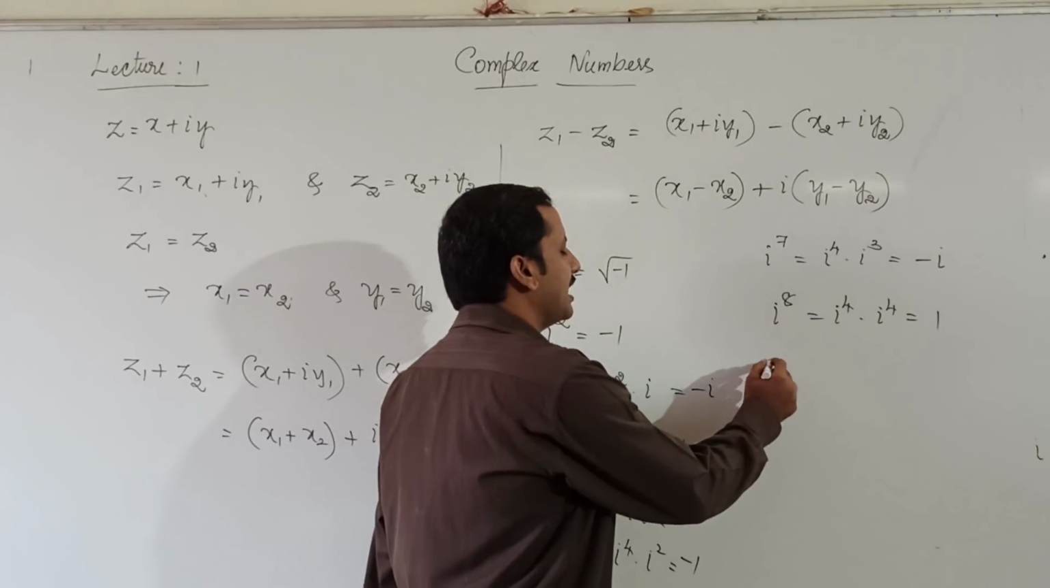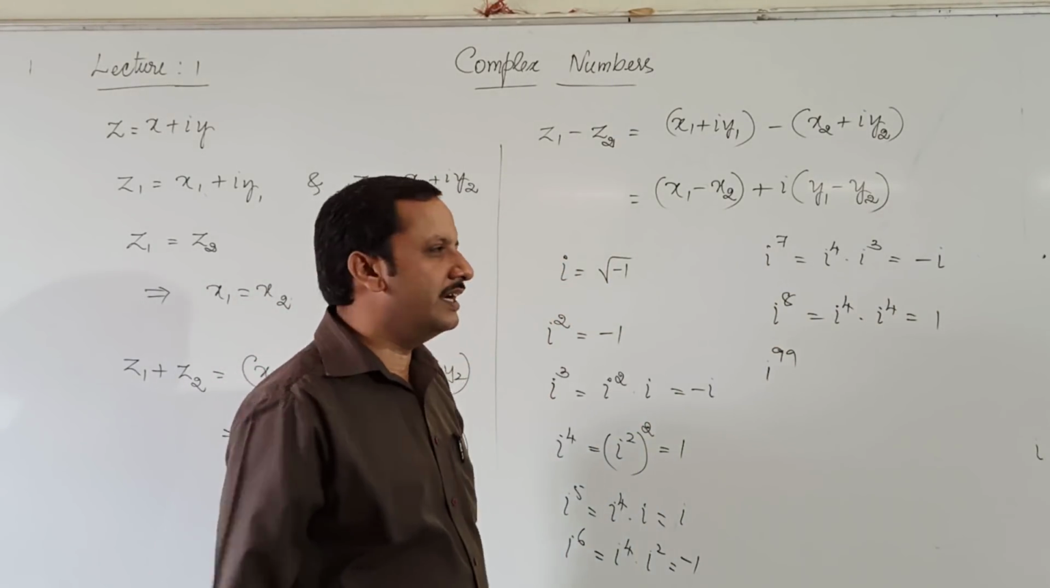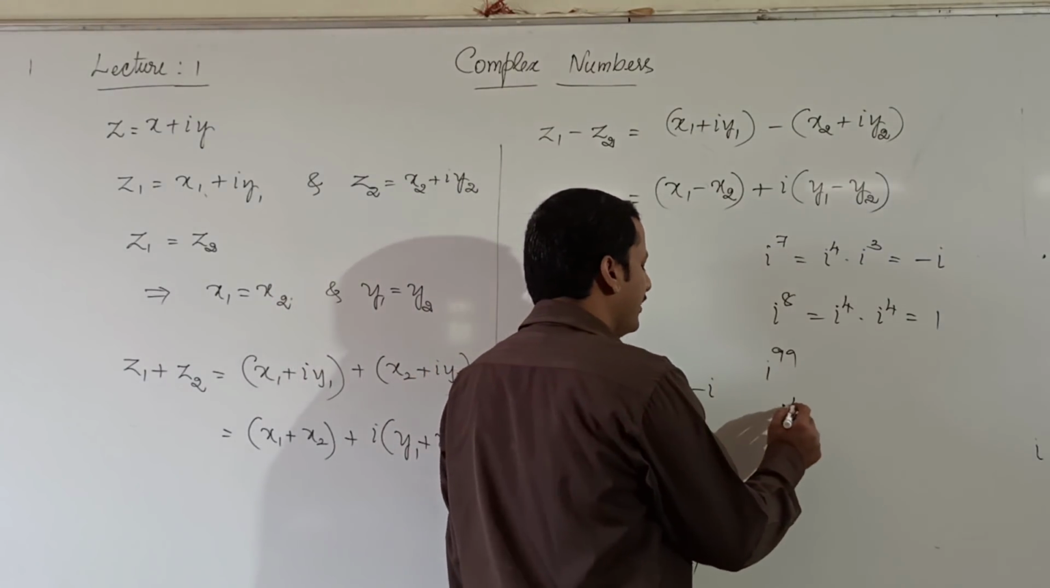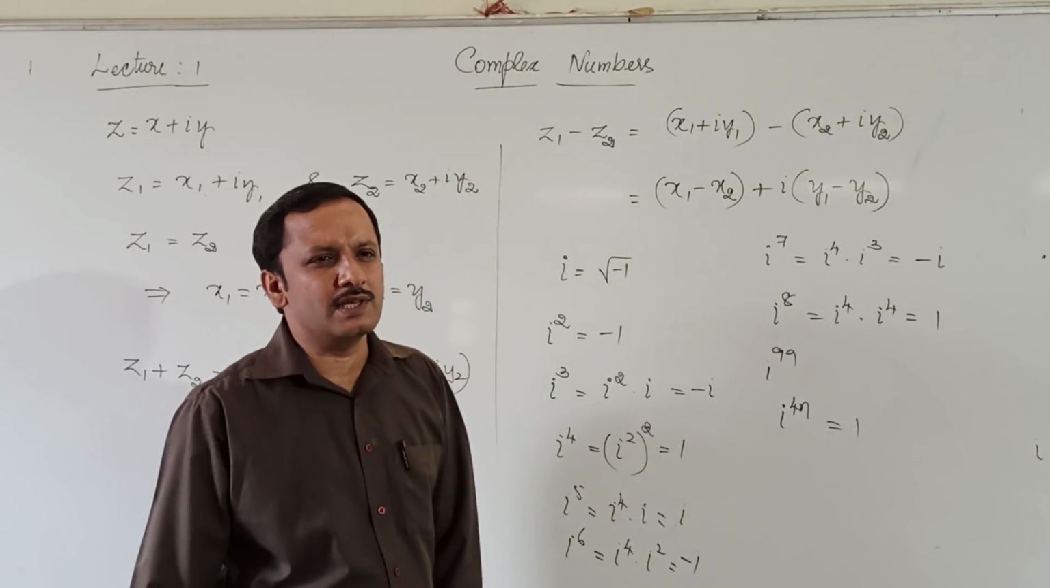So if I ask you what is i power 99, then what do you do? You cannot go on doing like this, right? So for that I will give you one formula. i power 4n is always equal to 1. i power 4n is equal to 1.